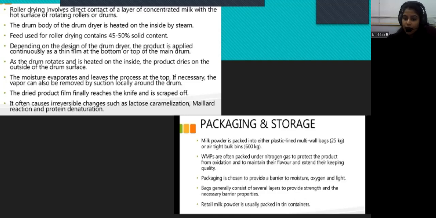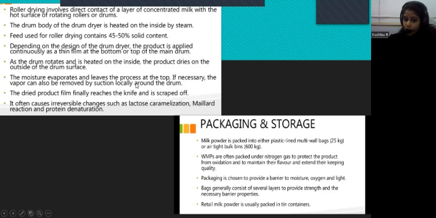Thus packaging and storing becomes an important part again, where the milk is packed either in plastic or a multi-walled bag, or an airtight bag, which is also filled with nitrogen gas, which acts as a preservative gas, which will not allow the oxidation of the contents in the milk, and also maintains the flavor of the milk, thereby increasing the shelf life of the milk, maintaining its quality as well. Packaging is always a challenge, because you should keep it away from any sort of contaminants, moisture, sunlight, air, oxygen. So packaging them and storing them in the right way is very required.